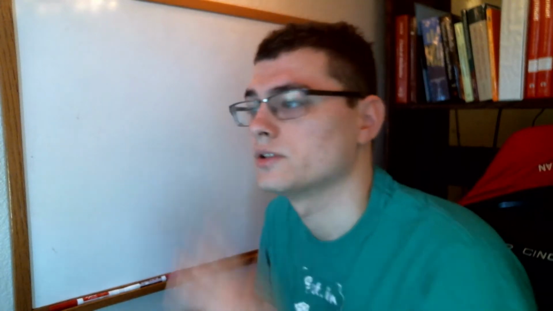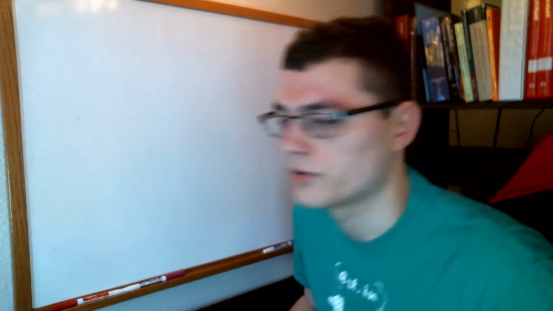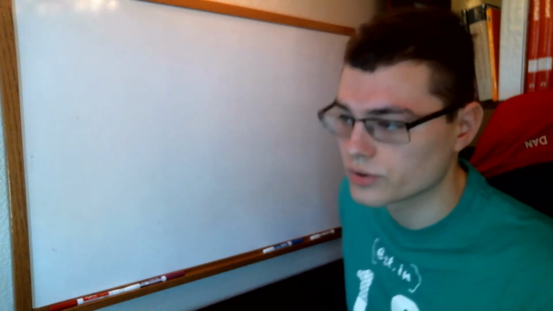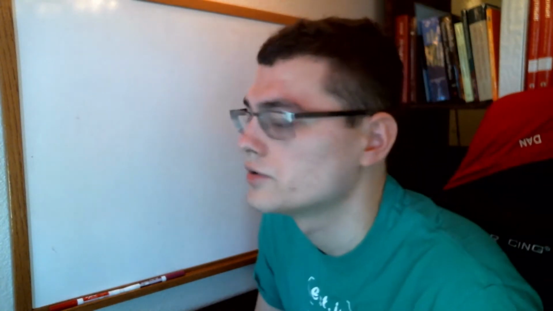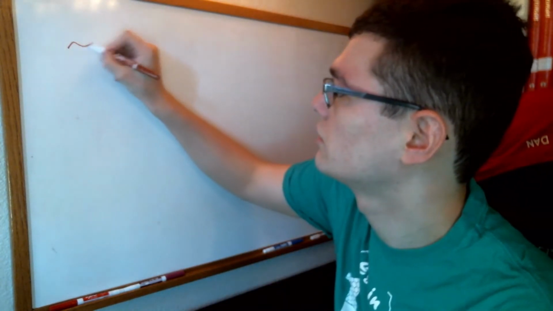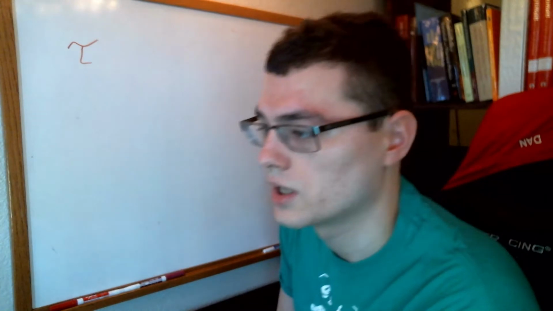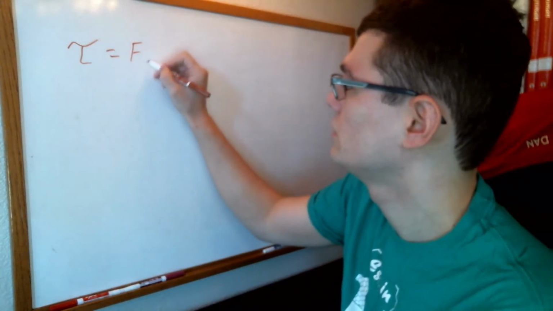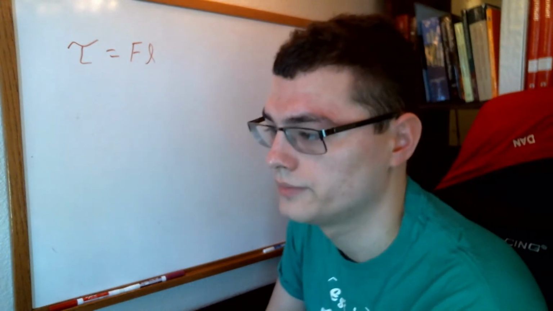Okay, hello class. Let's jump right into some of our derivations that we're going to be doing today. We're going to be talking about torque and lever arms and that kind of stuff. So let's define what torque is. Torque, we use the Greek letter tau, and this is defined by the force applied to a lever arm, F L.